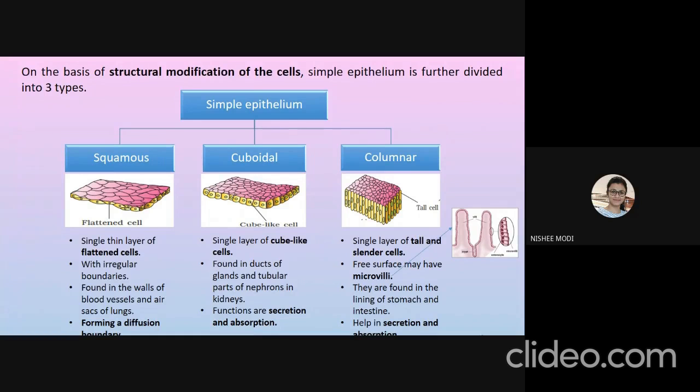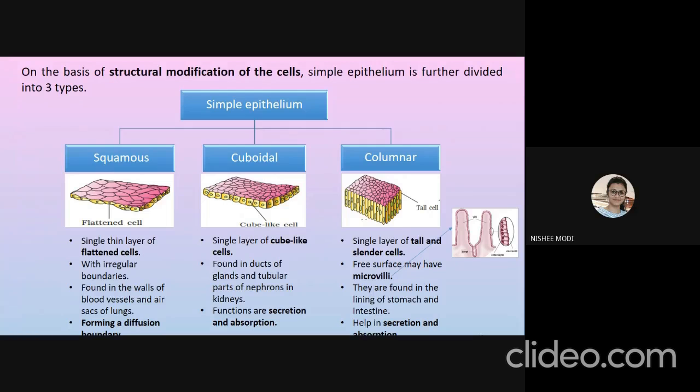With irregular boundaries, as you can see in the image, flattened cells are present, found in the walls of blood vessels and air sacs of lungs. This squamous kind of simple epithelium forms a diffusion boundary. And we know that diffusion of gases is required in the air sacs of lungs for exchange of gases.